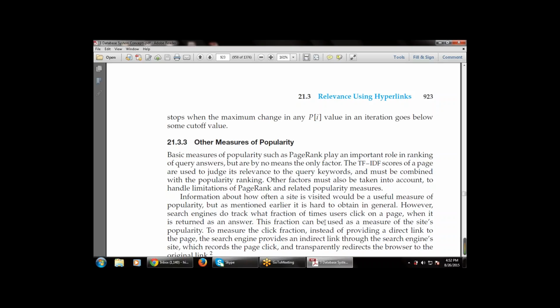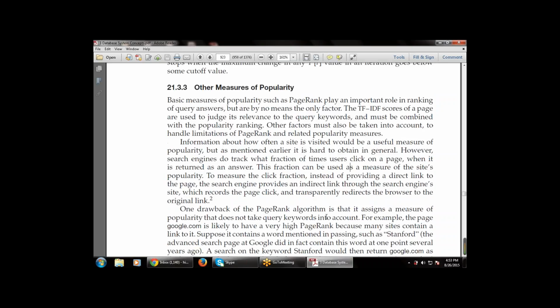Other factors must be taken into account to handle limitations of PageRank and related popularity measures. Information about how often a site is visited would be a useful measure of popularity, but as mentioned earlier, it is hard to obtain in general. However, search engines do track what fraction of times users click on a page when it is returned as an answer. This is another measure: how many times users click on the site. These hits are considered as the popularity of the various sites.